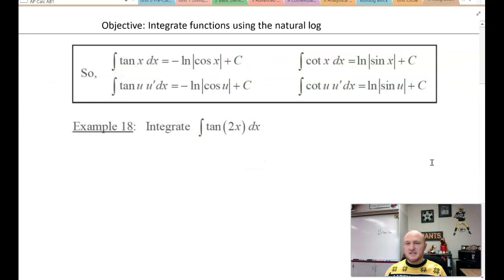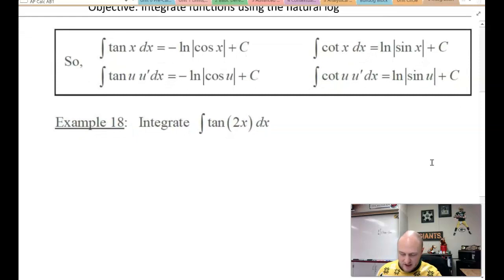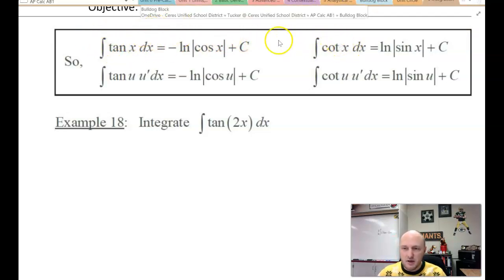All right, the last example I have for you kind of formalizes those rules that we just came up with. The integral of tan x dx is equal to negative natural log absolute value of cosine of x plus c, as well as the integral of cotangent of x dx is equal to the natural log of the absolute value of sine of x plus c. I wouldn't worry about remembering these because if you have to integrate tan x or cotan x, you can always use that same formula.